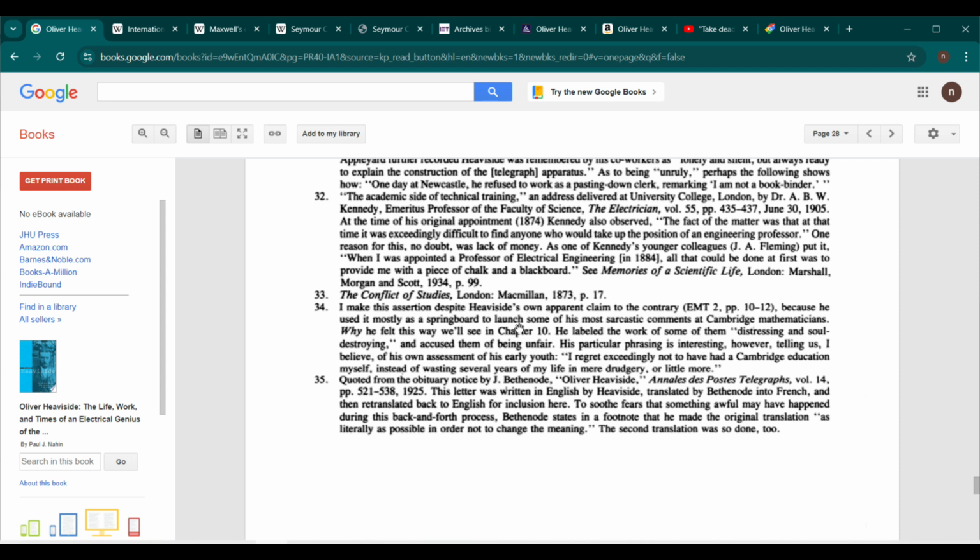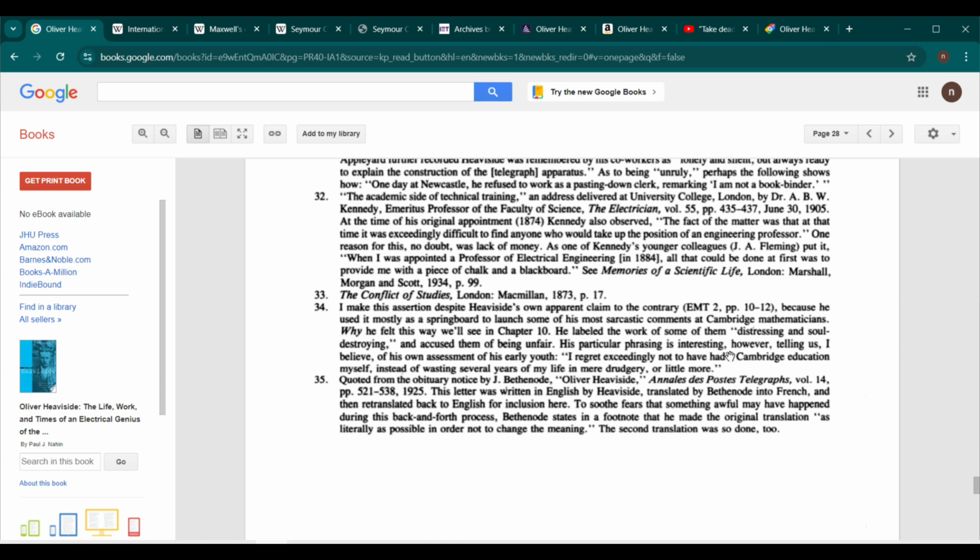And apparently, the author writes that he still believes that the claim to the contrary of him not wanting to go to Cambridge is likely due to a comment that he made. He would be very sarcastic at Cambridge mathematicians. Why he felt this way we'll see in chapter 10, which I don't have access to. He labeled the work of some of them distressing and soul-destroying, and accused them of being unfair.